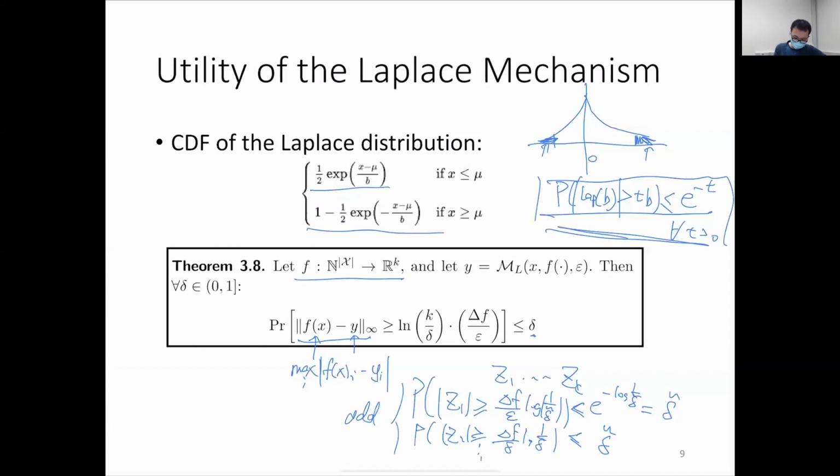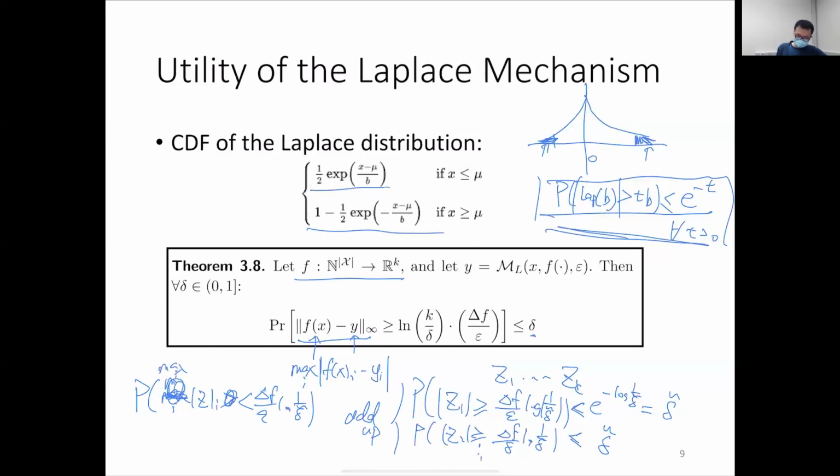So I add everything up, and then I get the probability of the max over i of the absolute value of z_i being larger than, let's do it the other way, this thing is smaller than delta f over epsilon times log 1 over delta tilde.